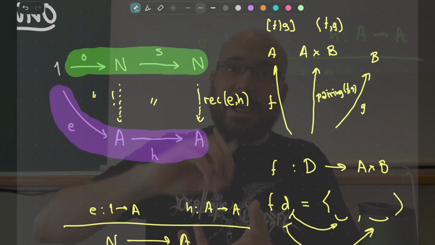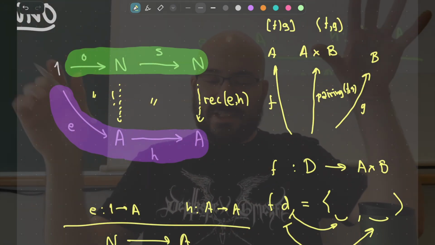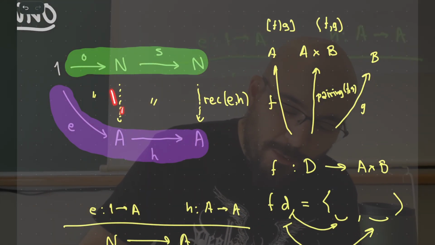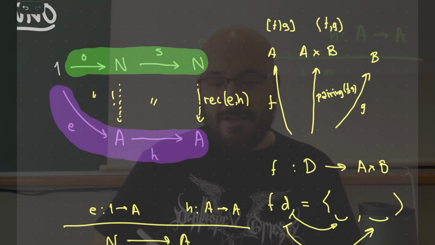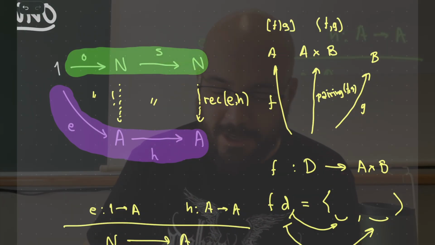Okay, so as soon as you have a diagram that has this, as soon as you have dotted lines with a bang here, you gain a way to define functions. That's my point, okay?